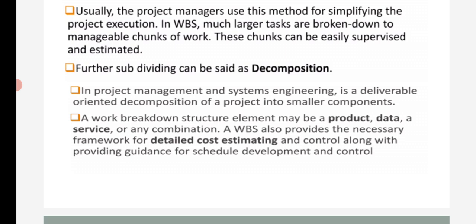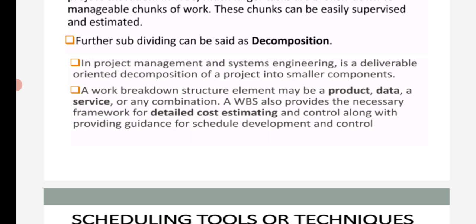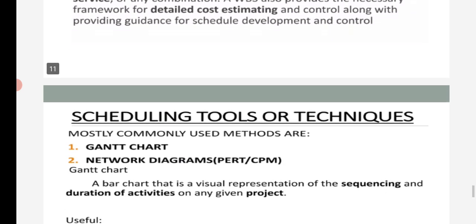In project management and systems engineering, a work breakdown structure is a deliverable-oriented decomposition of a project into smaller components. Work breakdown structure elements may be a product, data, a service or any combination, and also provide the necessary framework for detailed cost estimating and control, along with providing guidance for schedule development and control.